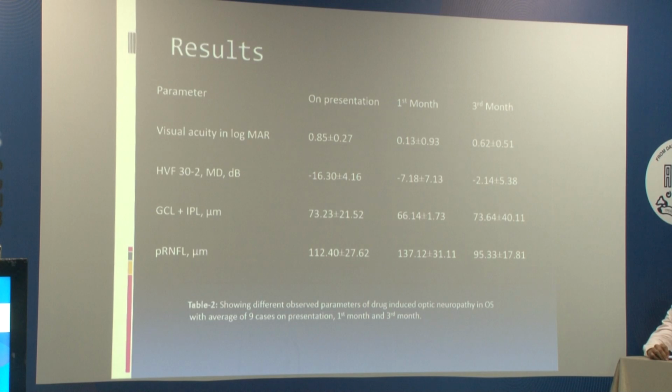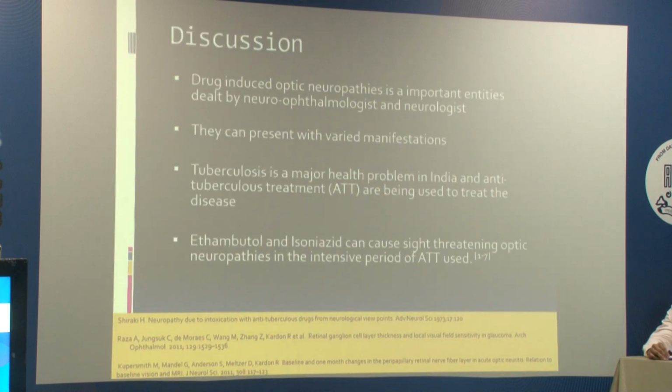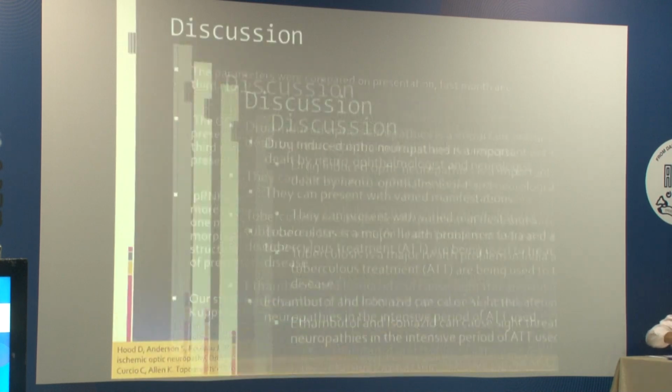decrease in the first month. So drug-induced optic neuropathy is an important entity that is dealt with by neuro-ophthalmologists and neurologists. They present with varied manifestations. Tuberculosis being the major health problem in India, anti-tuberculous treatments are being used to treat the disease. Ethambutol and isoniazid can cause vision-threatening optic neuropathy in the intensive period of ATT use.